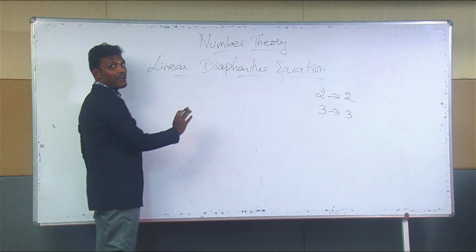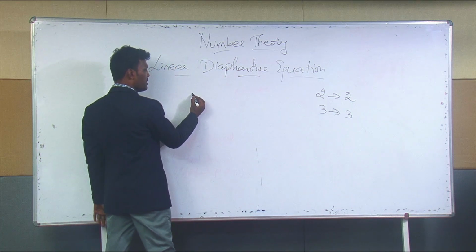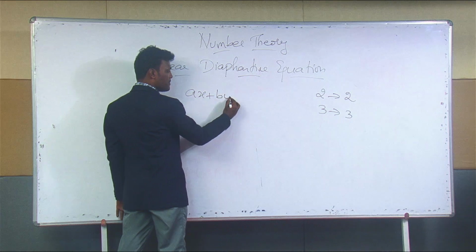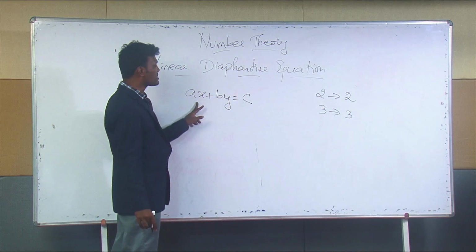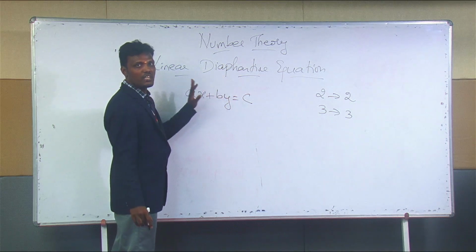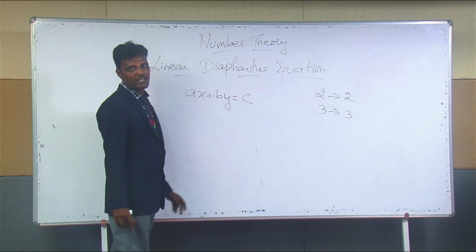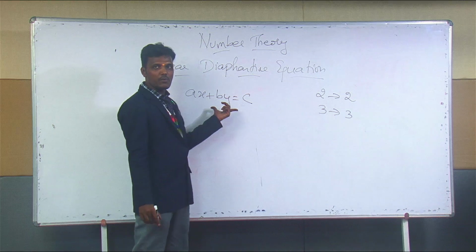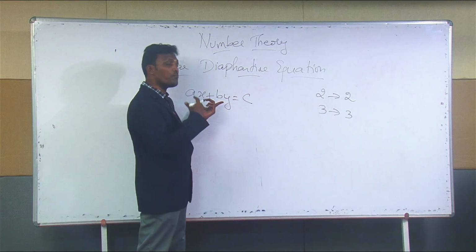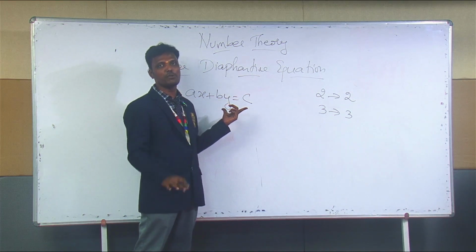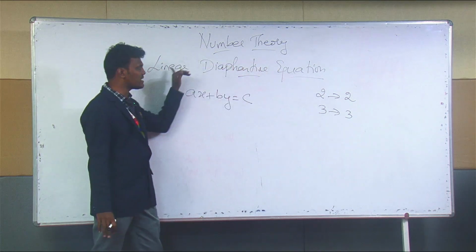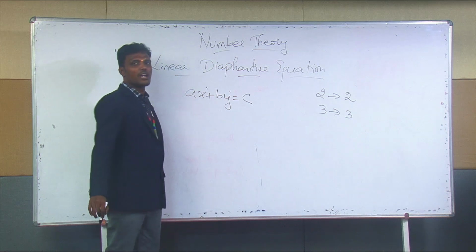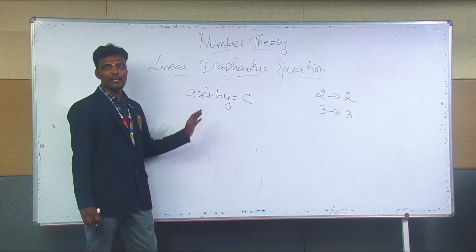Suppose we have a single equation, for example, ax plus by equal to c. It is a single equation, but it consists of two unknowns. That type of equation is called a Diophantine equation. So in a single equation, we can have more unknowns. What is linear? Linear is nothing but the power is 1. So that is called a linear Diophantine equation.